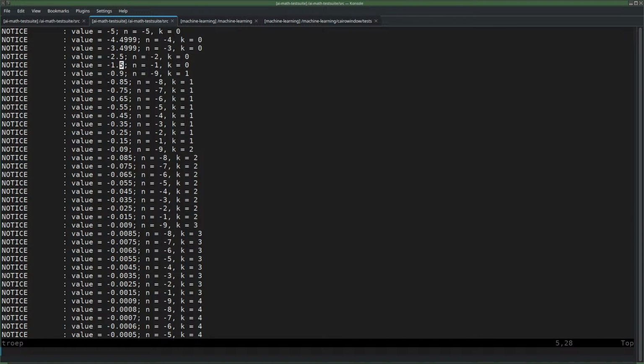And then we reach this, and now it's suddenly -9 times with the k is 1. Yeah, that looks good. And then here we drop to 8, 7, 6, 5, 4, 3, 2, 1. And then k is 2.